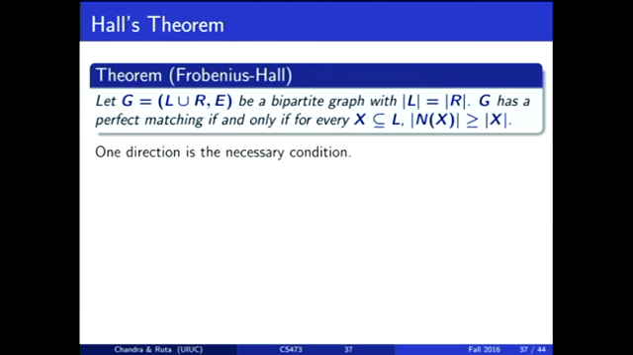One direction is a necessary condition. We have to prove that if it is true for all sets X, then it is sufficient. So why is this an interesting theorem? Here is a nice fact. You can prove it in many ways. Suppose I give you a regular graph. What is a regular graph? A graph where every vertex has the same degree. If I give you a bipartite regular graph, it always has a perfect matching. It's not obvious at all.